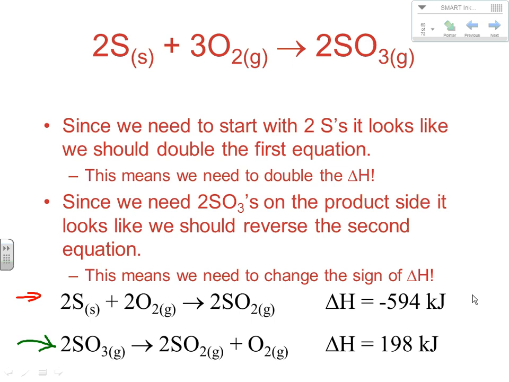So if we need to reverse that equation, we're going to flip the sign from positive to negative. So we carry that out for that reaction. Now I've rewritten it. What was a product is now the reactants. What was the reactant is now the product. And I changed the sign to a negative 198. Now notice we skipped oxygen. We only really worried about the sulfur and the sulfur trioxide.